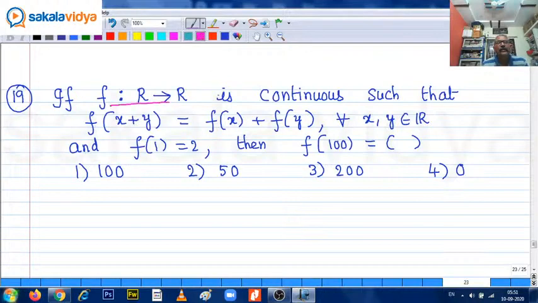f maps R to R is continuous everywhere, such that f of x plus y equals f of x plus f of y for every x comma y belongs to R, and f of 1 is given as 2, then we need to find out f of 100. These types of questions are very important for any entrance examination, it may be JEE Mains or JEE Advanced or ECET, whatever entrance examination.